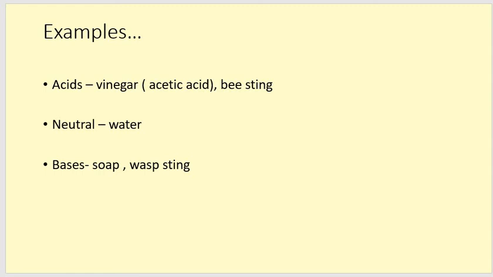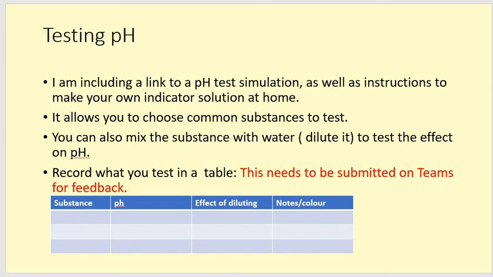Now we've got a practical coming up, and we are going to have a go at testing pH. We will need to have a table drawn first. So we're going to have a substance column, we're going to have a column with pH. Remember that should be a capital H. Oh, made a mistake. Let's change that, capital. Always check your work, kids. It's very important. Then you're going to look at the effects of diluting it.